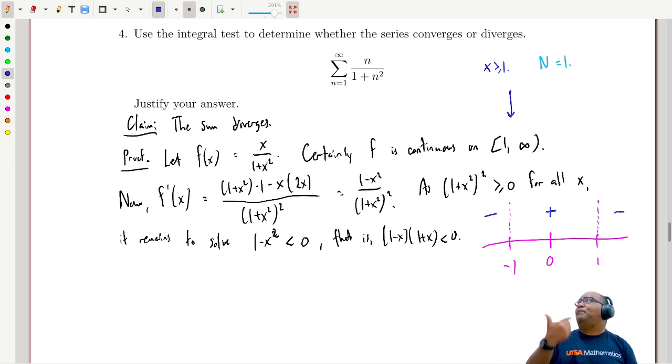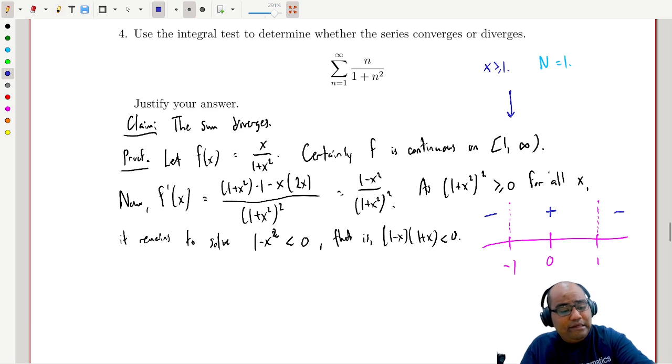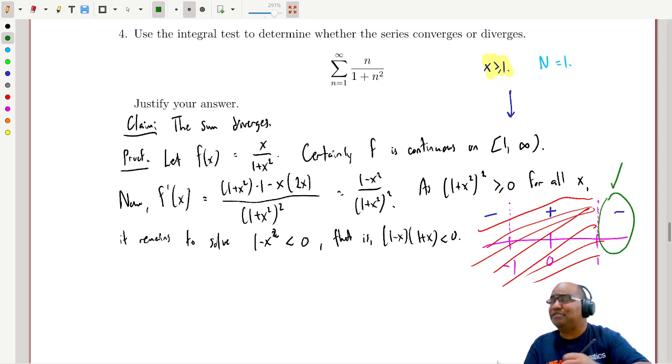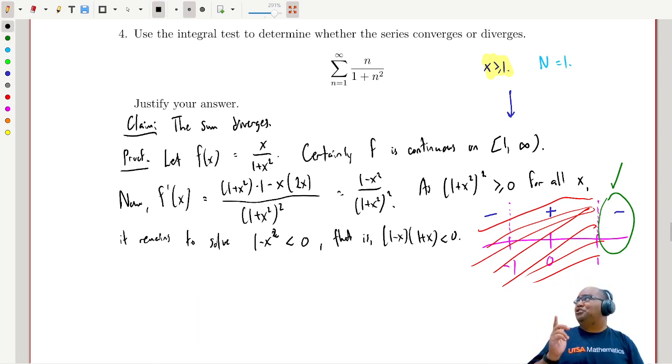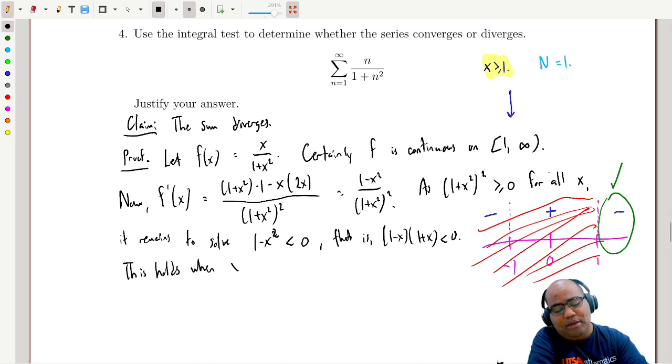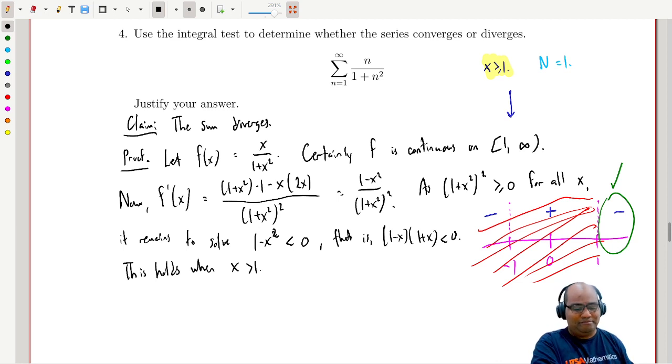But because we're only working with positive x's in this case, look back up here. Since we're only looking at this range, I don't care about what happens when x is less than 1. So I don't care about those parts there. Instead, all I care about is here. That's the good spot. So that function, 1 minus x squared, is less than 0 when x is, excuse me, greater than 1. So this holds when x is greater than 1.